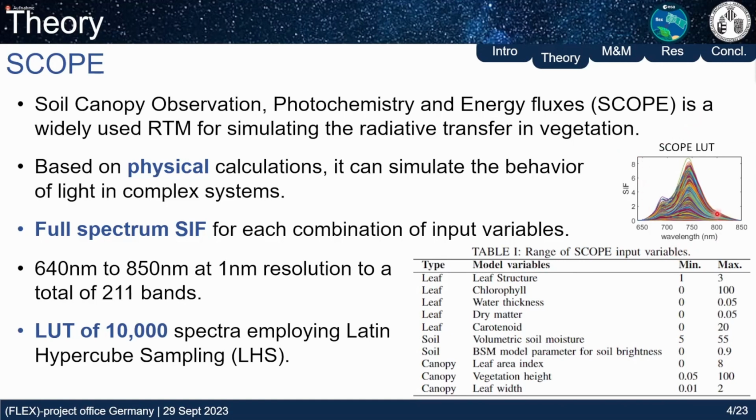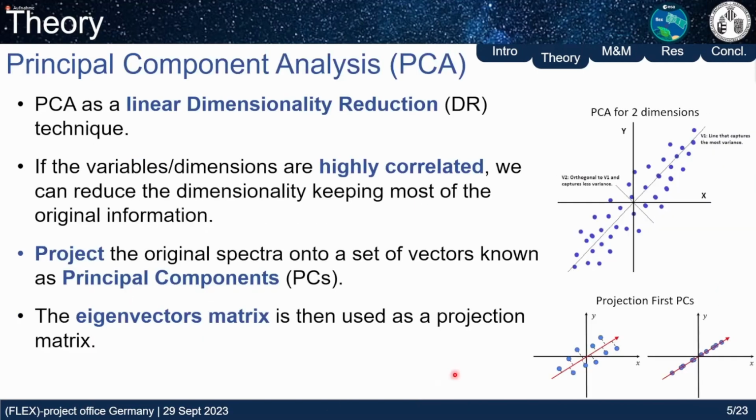with all the spectra. We only save the spectra, not the variables, because we want to understand the shape of the spectra. We use principal component analysis to make the reconstruction. Principal component analysis is a linear dimensionality reduction technique that is widely used to reduce the number of variables in a dataset. For instance, if the variables, or in our case the dimensions, are highly correlated, we can reduce the dimensionality, keeping most of the original information.